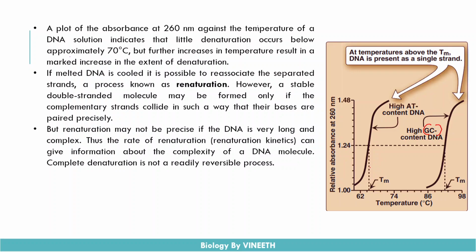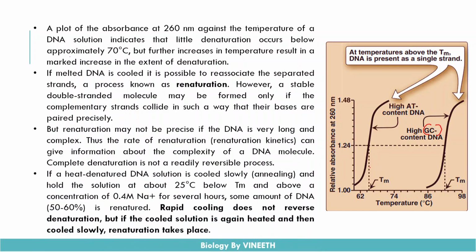Okay, so this is the variance of melting temperature seen between the AT-rich sequences and the guanine-rich sequences. As I've said, renaturation requires a lot of special conditions, and those special conditions are discussed in the fourth point.